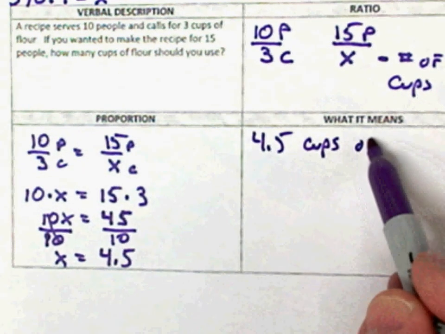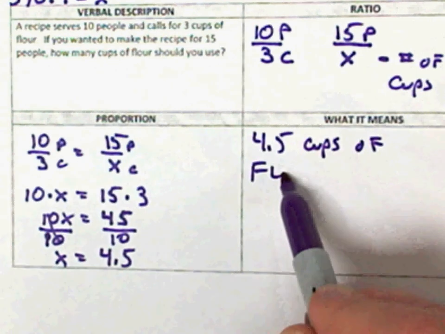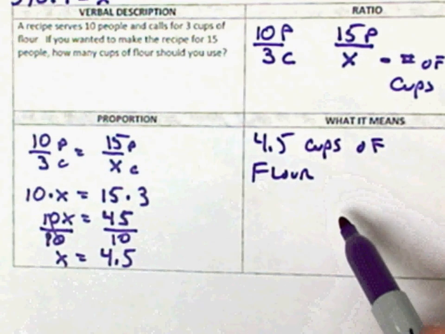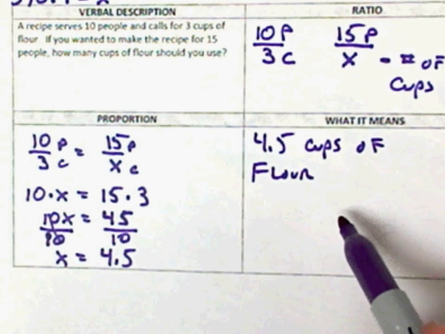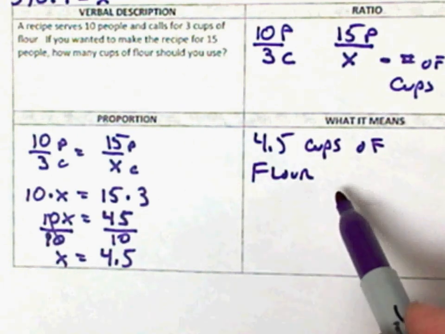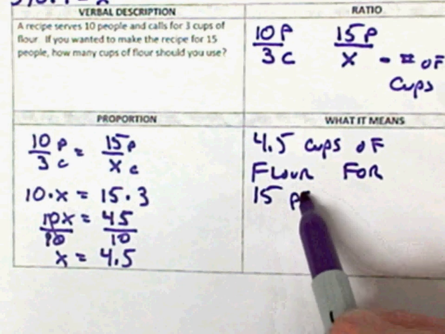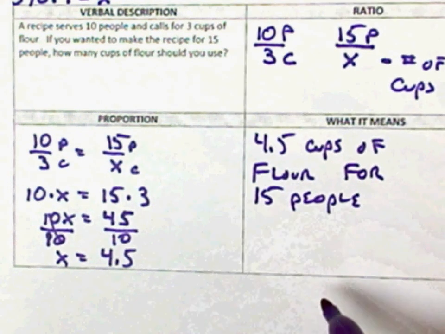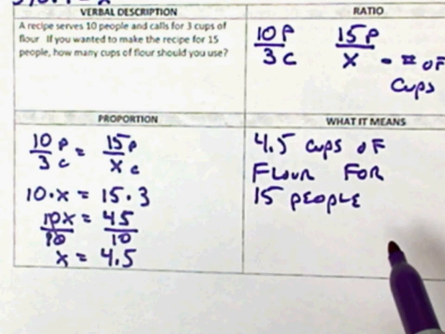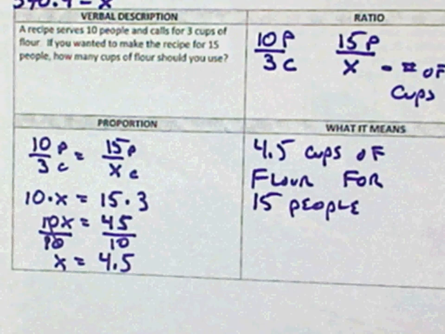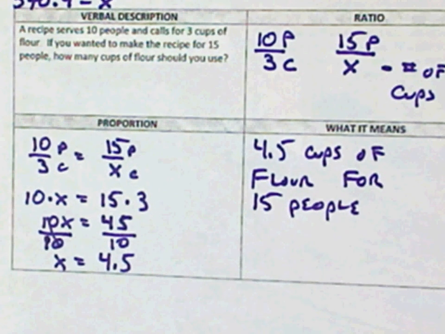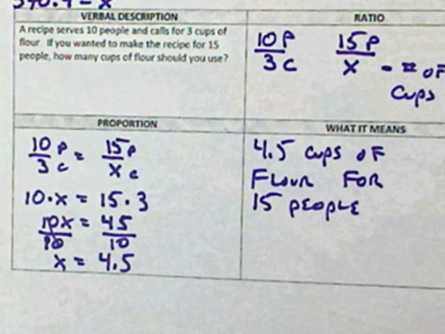Can you round that to 5? Nope, because this is like a recipe, right? It would be too much. It'd be too thick, Dorian. 4.5 cups of flour needed for 15 people for whatever recipe this is. And that is what it is. Yeah, Mr. Kearns. 4.5 cups of flour serves 15 people. Exactly. 4.5 cups of flour serves 15 people. Nice job, guys.